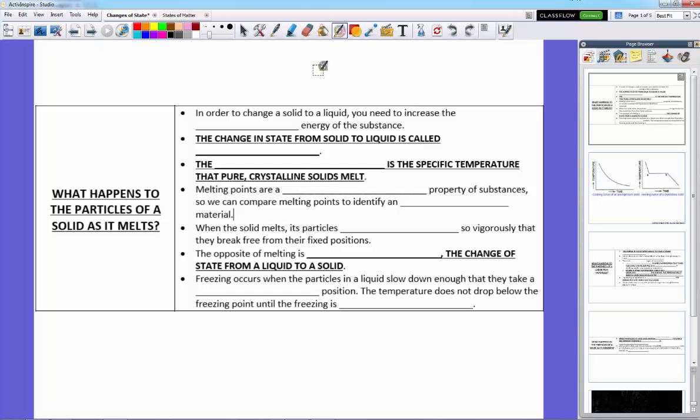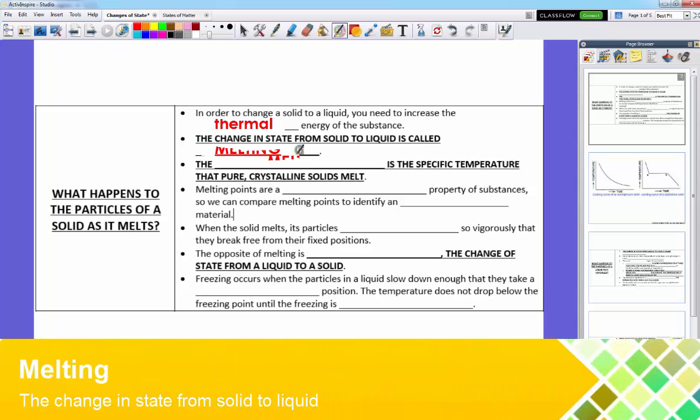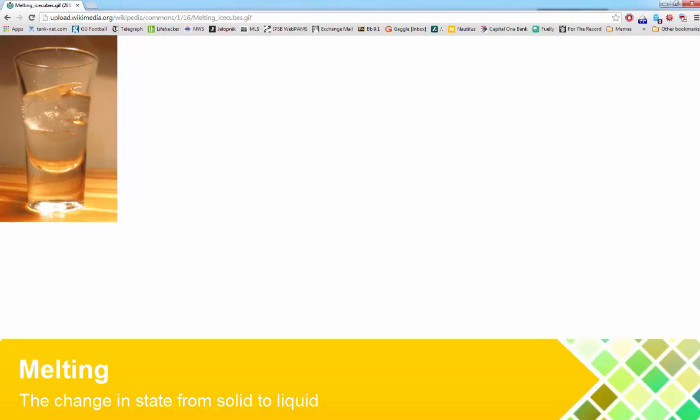In order to change a solid to a liquid, you need to increase the thermal energy of the substance. In other words, you need to heat it. And the process by which we take a solid and turn it into a liquid is what we call melting. Yes, we know melting is a really important and difficult term. And for our examples in class, we're going to use water. And so here's an example of frozen water over time melting.